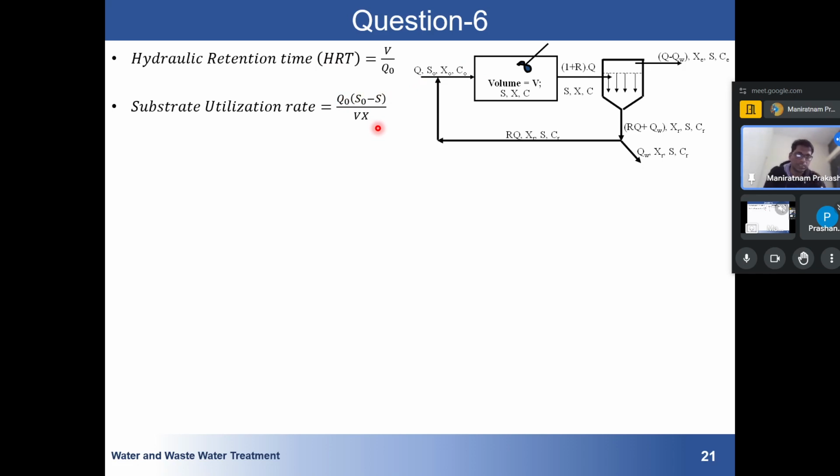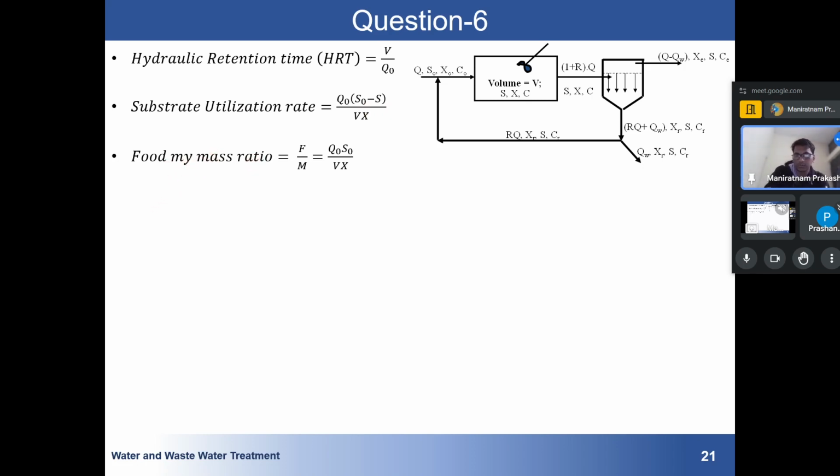Remember the units of these things. The hydraulic retention time has a unit of time, that is second or day. The unit of this one you can find out: it will be time inverse. Q naught minus S is in milligram per liter, X is also in milligram per liter, V is meter cube, and flow is meter cube per day or per second. The meter cube gets cancelled out, so the unit will be time inverse.